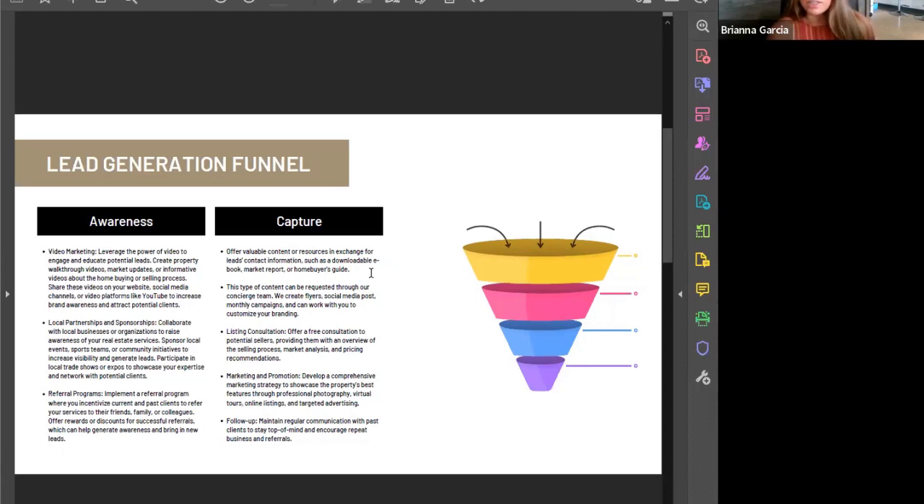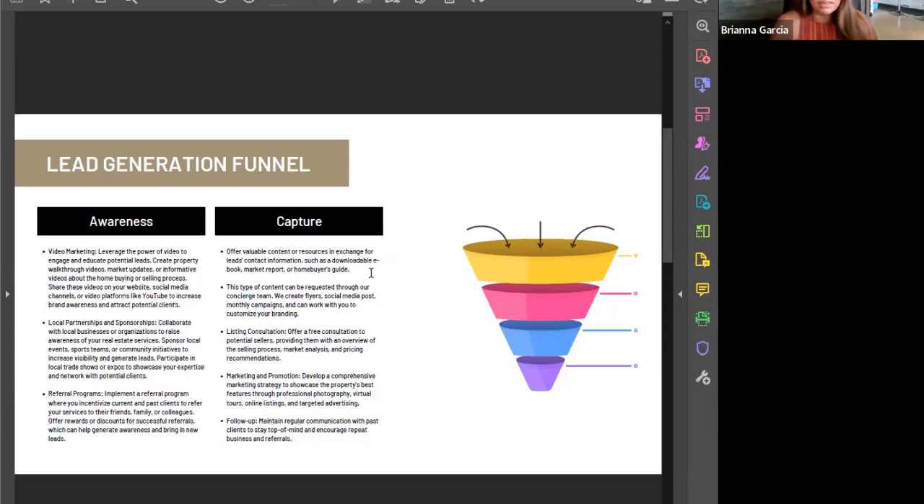Another part of lead generation funnels would be the capturing part. So there's a difference, yeah, I made you aware, but how can I keep you engaged in my business? Another, going hand in hand with the video marketing, would be offering valuable content or resources in exchange for leads' contact information. So what you can do is create downloadable ebooks, market reports, or home buyer guides. You can link these to your social media pages. And in order for them to download that guide, they would have to essentially put in their information. Once they put in their information, you can put that into your Follow Up Boss. This way you're keeping in mind, oh, if they downloaded the home buyer's guide, I have a sense that maybe they're looking into buying a home. So that's something to think about as well.